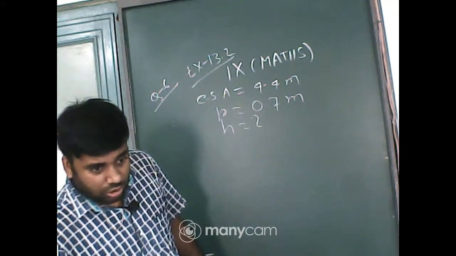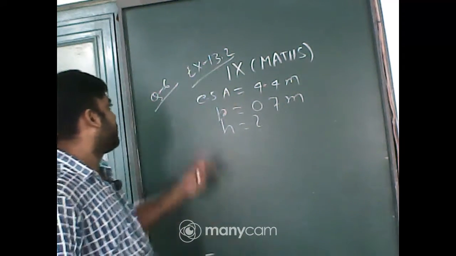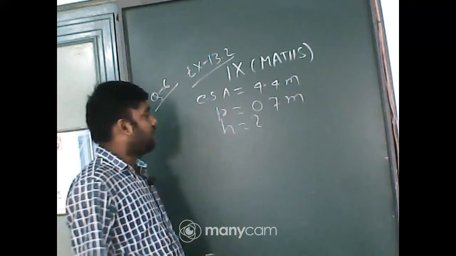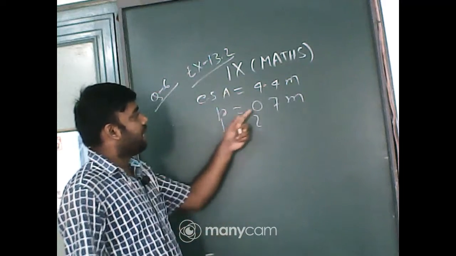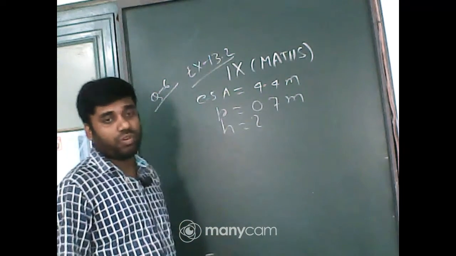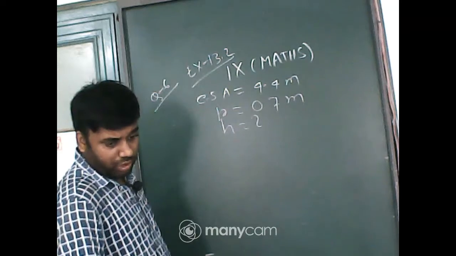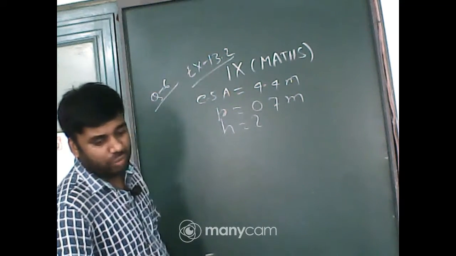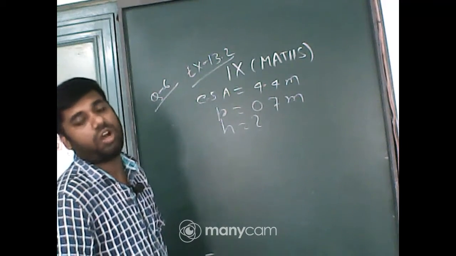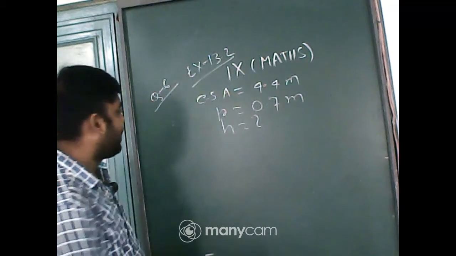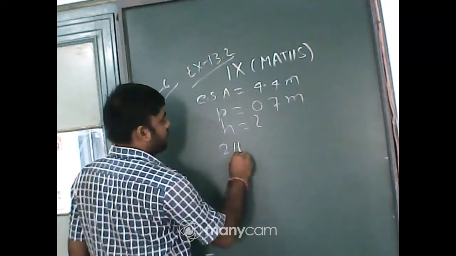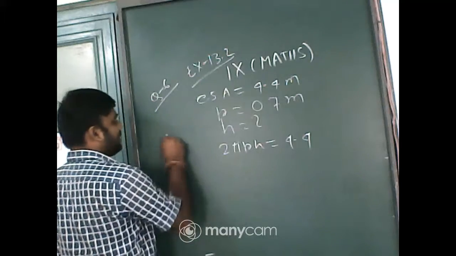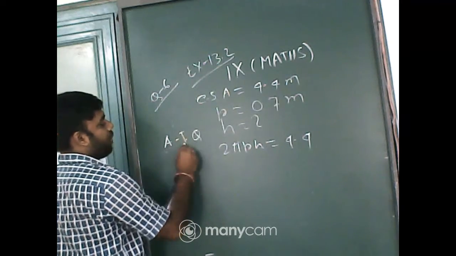Okay. So in question number 6, again I am explaining, it is given that CSA is 4.4 meter square, radius of the cylinder 0.7 meter. We have to find the height of the cylinder. As we have curved surface area, we can use the formula of curved surface area, that is 2 pi RH. So 2 pi RH equal to 4.4, according to the question.